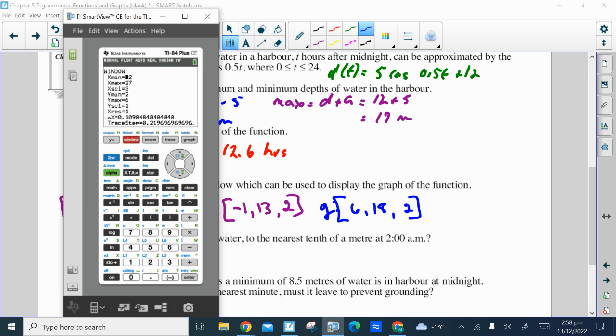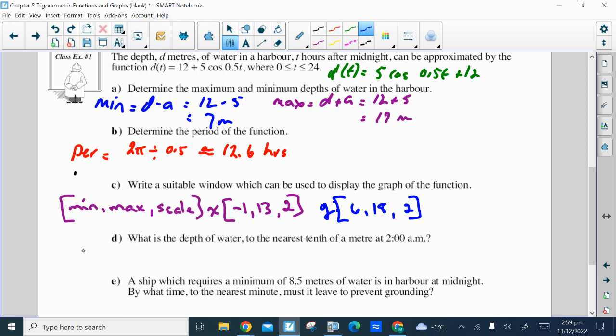My windows, I went from -1 to 13 on the x-axis with a scale of 2. I went from 6 to 18 on the y-axis, also a scale of 2. So now when I hit graph, I can simply go trace and let x equal 2. That's 2 hours after midnight. And you can see the depth of the water is 14.7 meters, right from the calculator. But another way we can do it, we'll still use our calculator, but we can just use the equation.